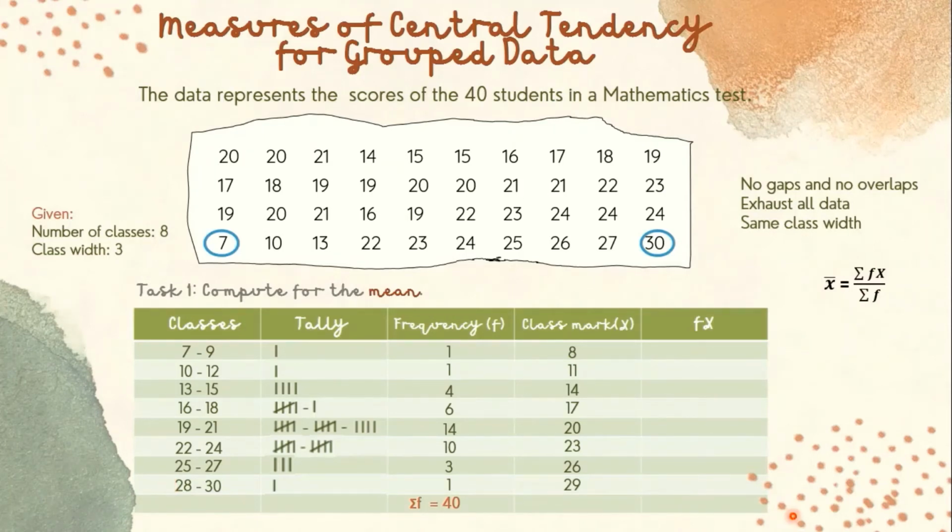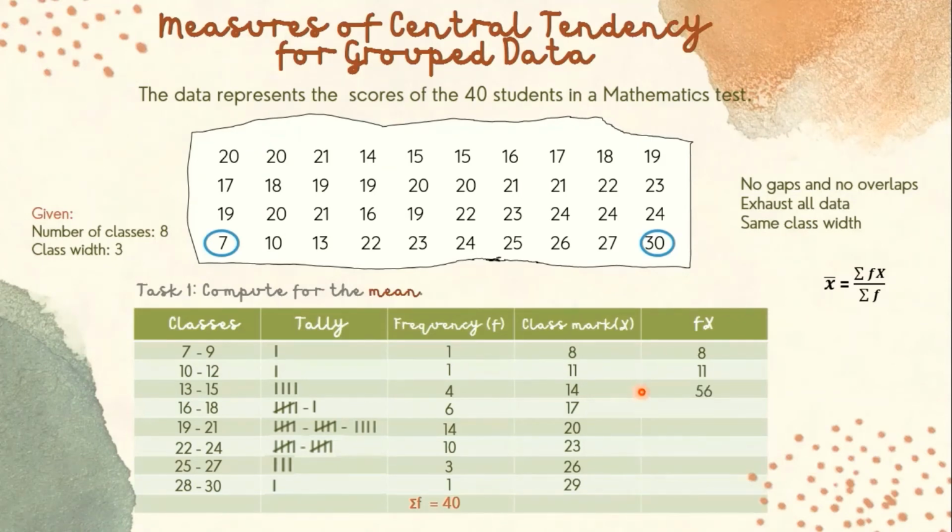Once you're done in filling out the frequency column as well as the class mark column, next thing that you'll need to do is multiply them together for each class interval. Say for example, for the class interval 7 to 9, multiply the frequency 1 by its class mark 8. 1 multiplied to 8 is equal to 8. The same process applies to the rest of the class intervals. 11 is the result of 1 multiplied to 11.